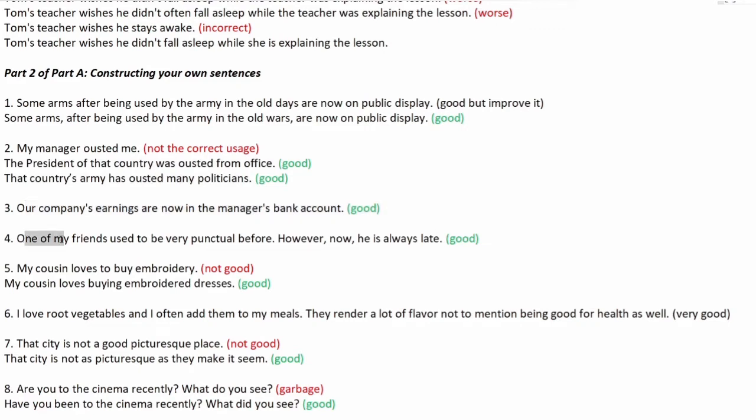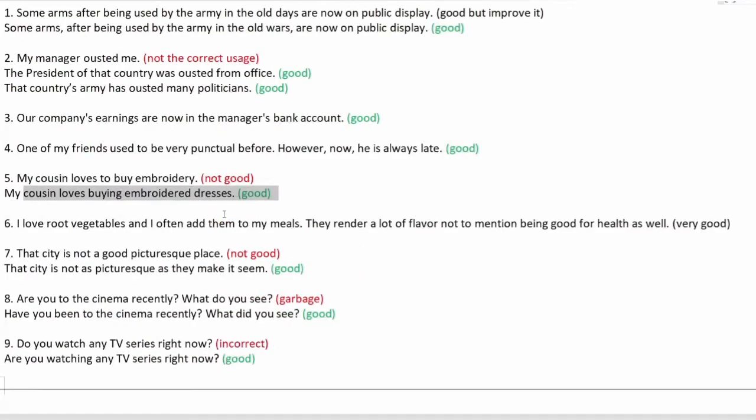Okay. One of my friends used to be very punctual before. However, now he's always late. Okay. My cousin loves to buy embroidery. Okay, it's not a good sentence because you can't really buy embroidery. Embroidery is something that is done to dresses, so you can't really buy it. So my cousin loves buying embroidered dresses. Number six, I love root vegetables and I often add them to my meals.